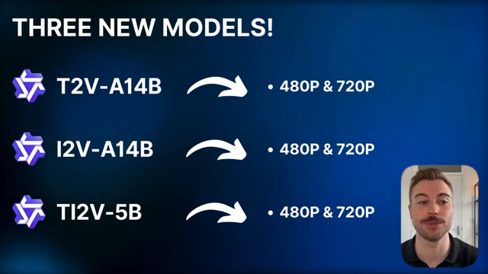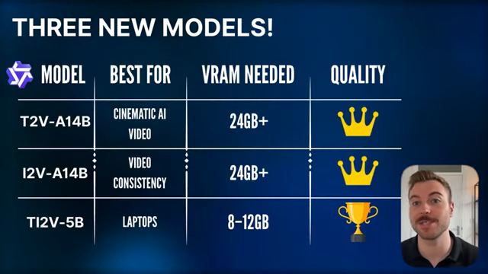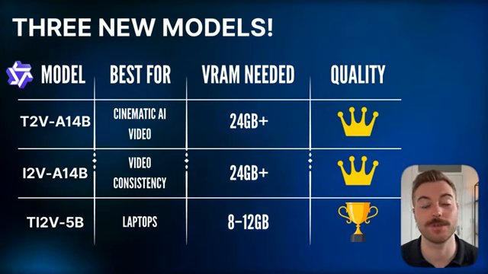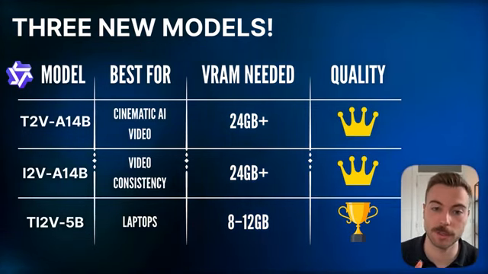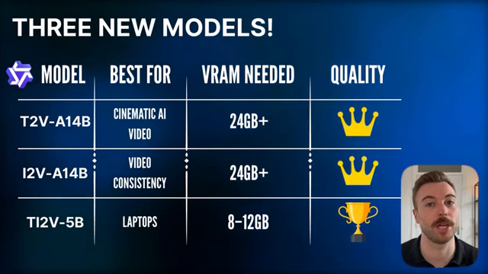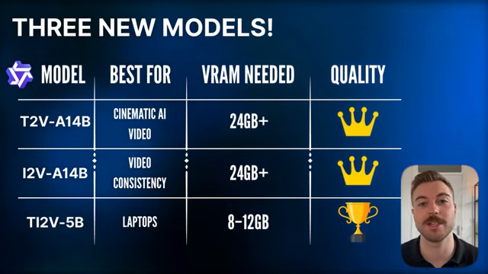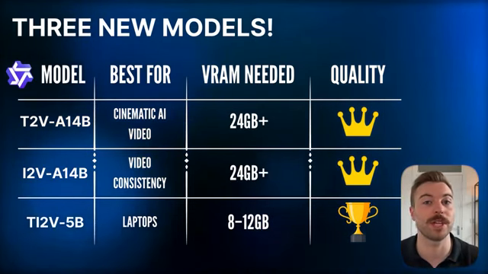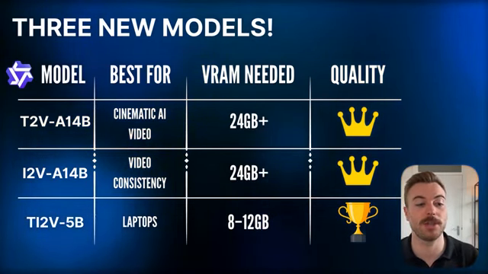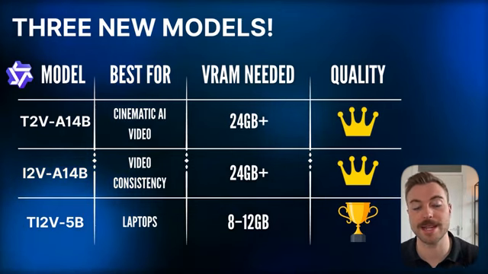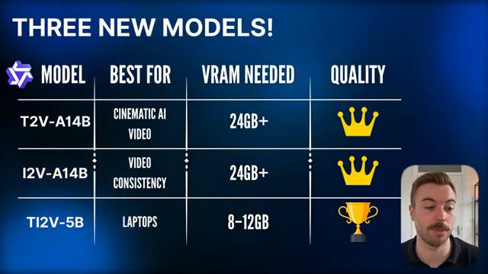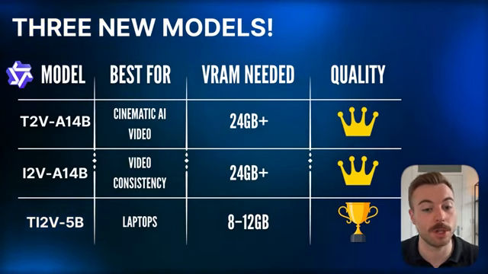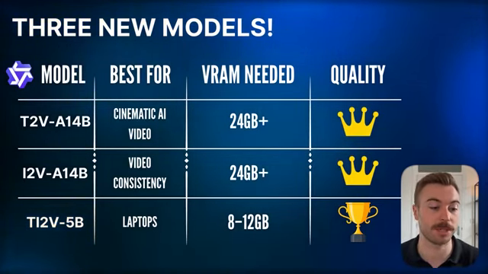So out of the 3 new models, which one is best to use? As mentioned, we've got the text to video 14 billion parameter version. This is really good for your cinematic video, but you are going to need a lot of VRAM to get that really quality output. If you're looking to have some consistency around the videos that you're trying to generate, maybe bring characters to life, this is where your image to video is really good, and you've got that 14 billion parameter model, which is going to help you get that consistency, but it is that larger model, so you are going to need a lot of VRAM to process it.